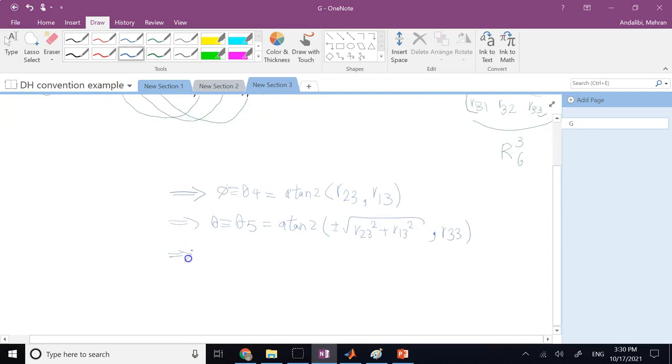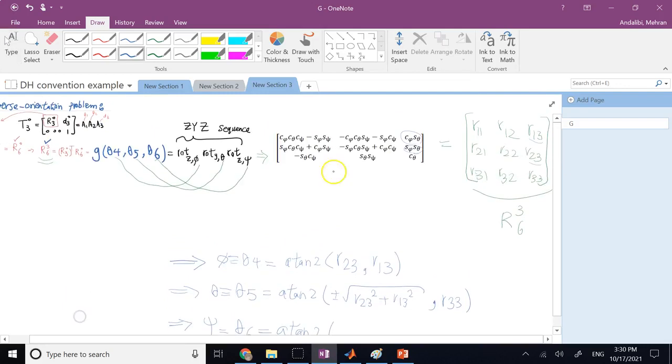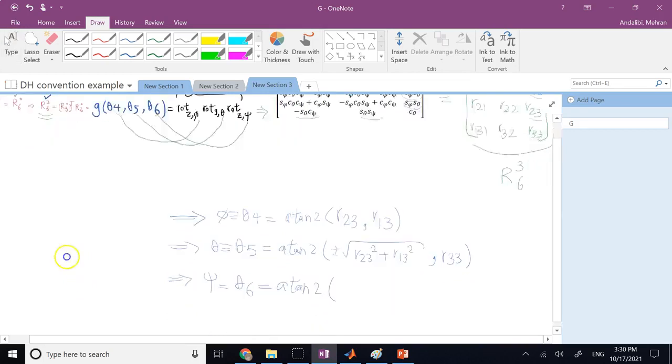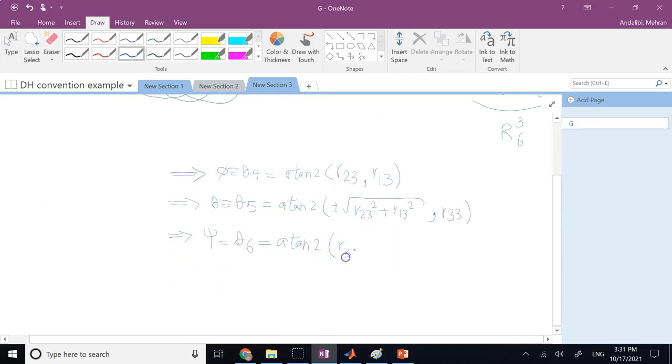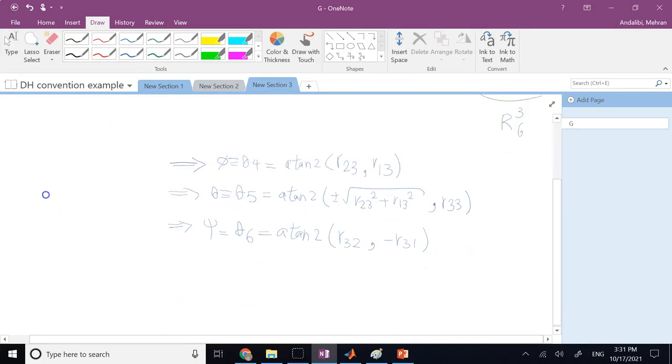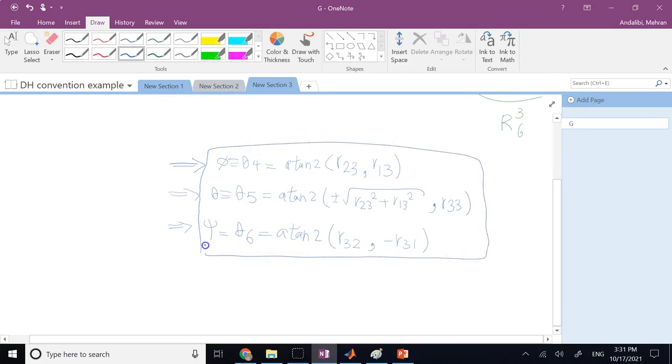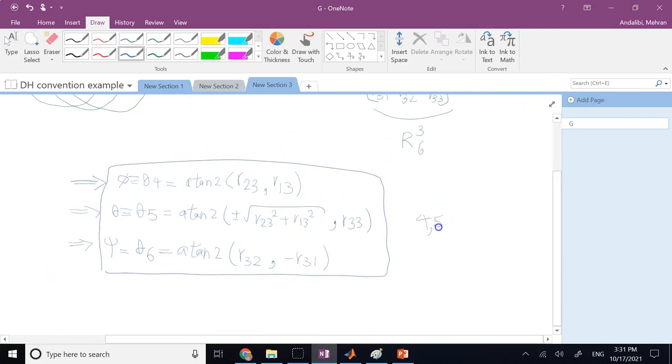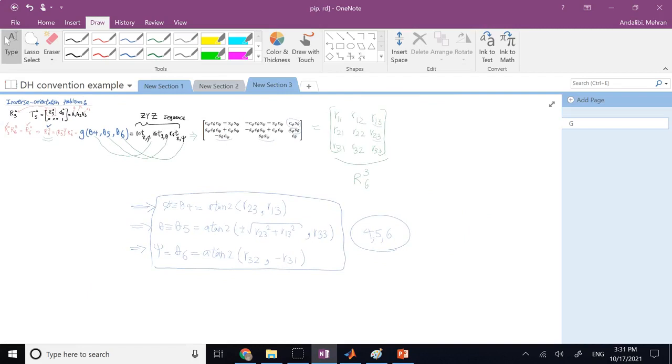And finally, your psi, which in this case is theta number 6, is going to be arc tangent 2 of, that comes from these two guys, except here there is a negative sine theta, so you have to say R32 and negative R31. You multiply a negative, so both become sine theta times sine and cosine psi, and that gives you all of these guys. And so here, these are going to be my equations 4, 5, and 6 for the last 3 joint variables.